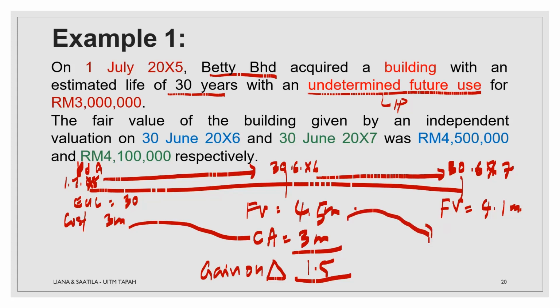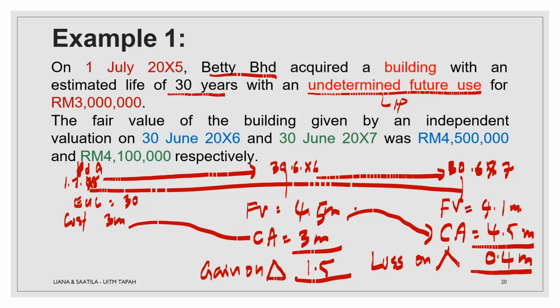And then in the second year, the carrying amount will be 4.5 million, and you would see there is a reduction in the fair value there, and the difference is 0.4 million, and this is a loss on the change in fair value. So that has to be shown in the statement of profit or loss, must be taken to the statement of profit or loss. And the statement of financial position will report the fair value.